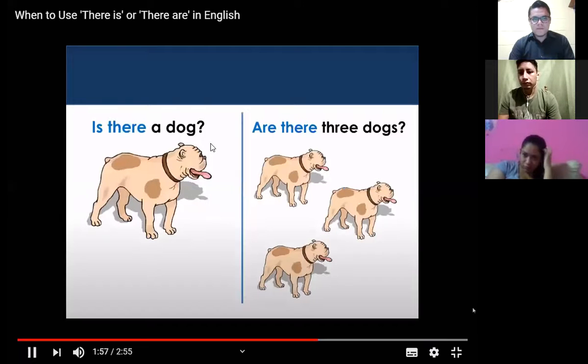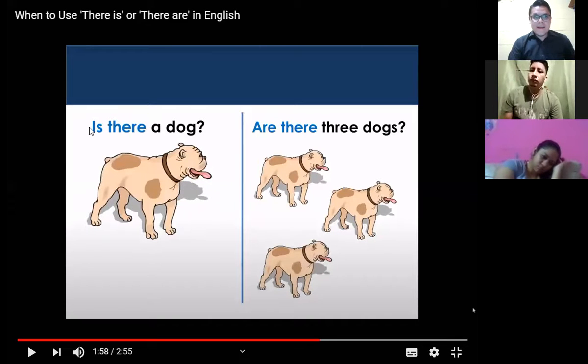Is there a dog? Okay, look at this. This is a structure for a question. Is there a dog? So first, you need the verb to be, then you need there, and then you need your noun. Is there a dog? Are there 3 dogs?